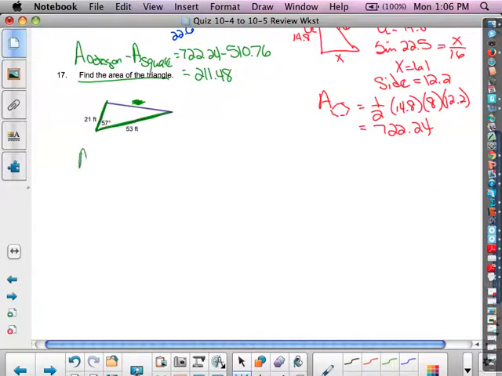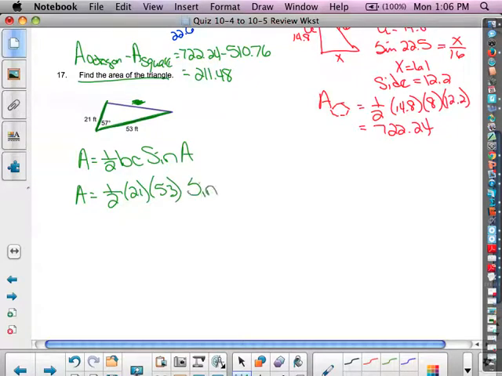So it's the formula area is equal to 1/2 b times c times sine of a. So the area is equal to 1/2 21 times 53 times sine of 57. When you multiply all that out, you should get 466.72.